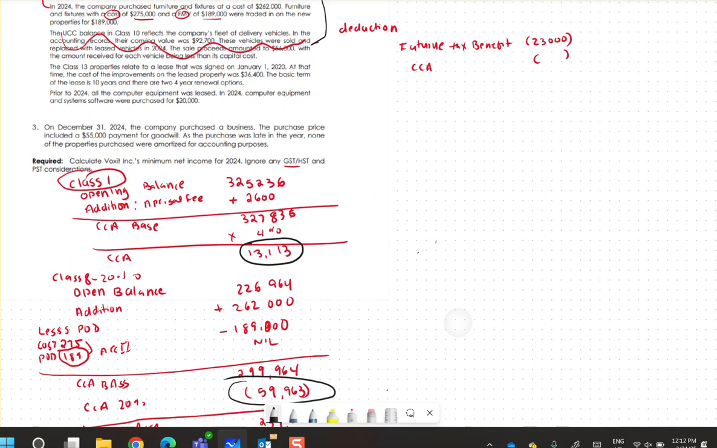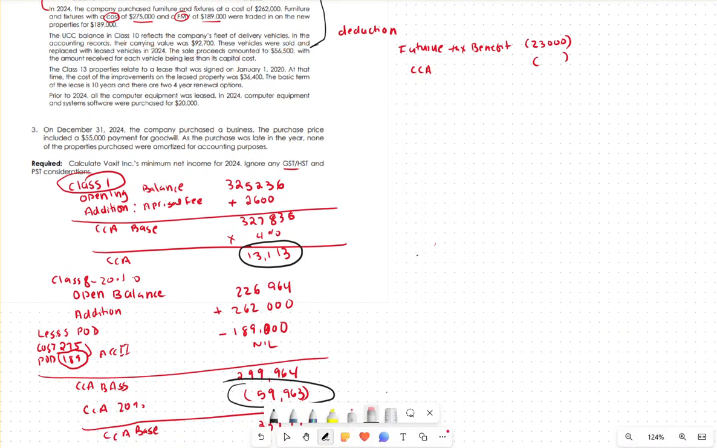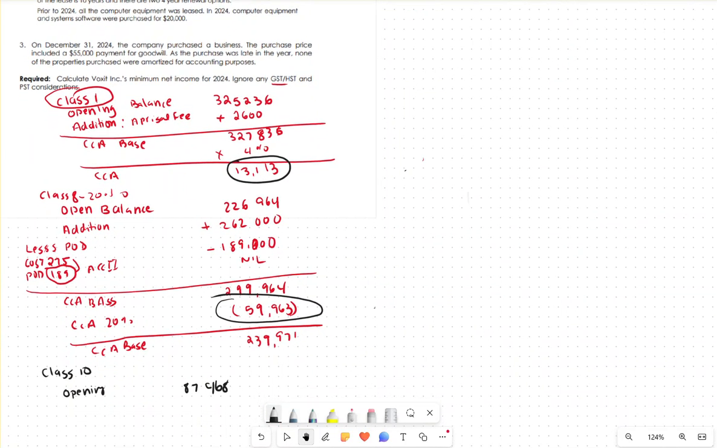They told us that we sold something. In class 10, they told us that in the accounting record, the carrying value was this, and the vehicle was sold, with proceeds from the leased vehicle. The sale proceeds were 56,500. The amount for each vehicle is less than the capital cost. They did not tell us the capital cost, but they don't need to, since it's not given to us.